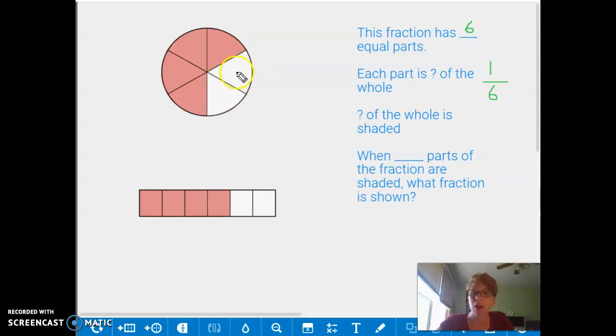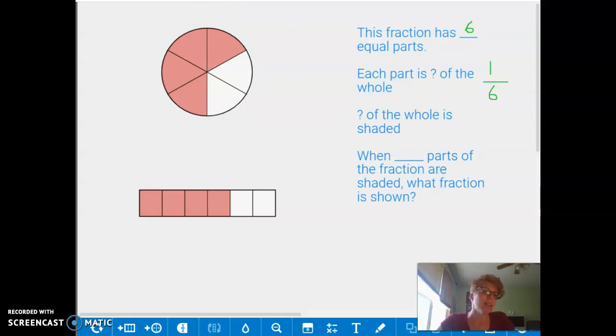Because I can count them out. Let's count out our pieces of 6. I'm going to make little tally marks. 1 piece of 6, 2 pieces of 6, 3 pieces of 6, 4 pieces of 6, 5 pieces of 6, and 6 pieces of 6. 6 of them make a whole. But each part is only 1/6 of it.